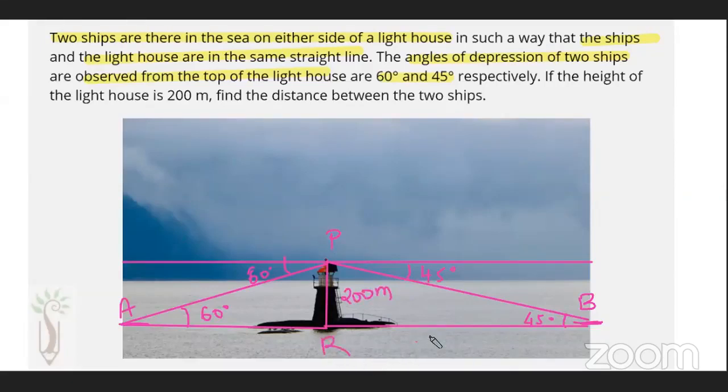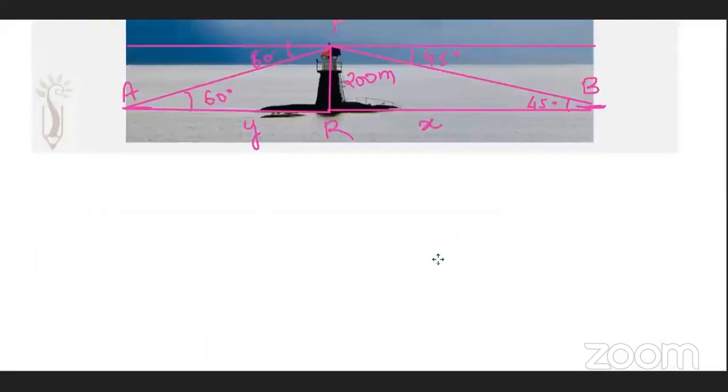And I'm saying this is my P and this is PR. Let's say this is X and this is Y. And they're saying find the distance between the two ships. That means you need to find the measurement of Y and X. Let's draw this again.